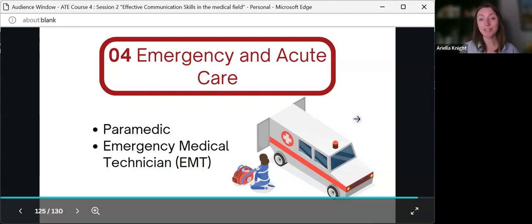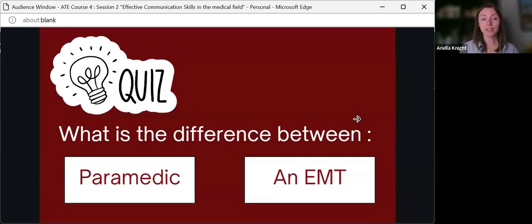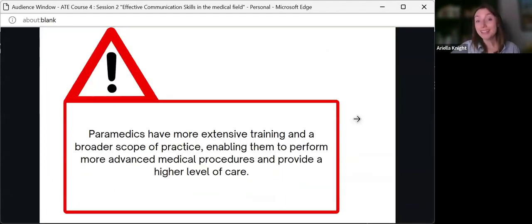All right, let me go ahead and show you. Paramedics. All right, so for those who said paramedic, good guess. Paramedics have more extensive training and they have a broader scope of practice, so they can perform more advanced procedures and provide a higher level of care. It simply comes down to training. So EMT, emergency medical technicians, it's easier to become one, it's less training, therefore it's less responsibility.